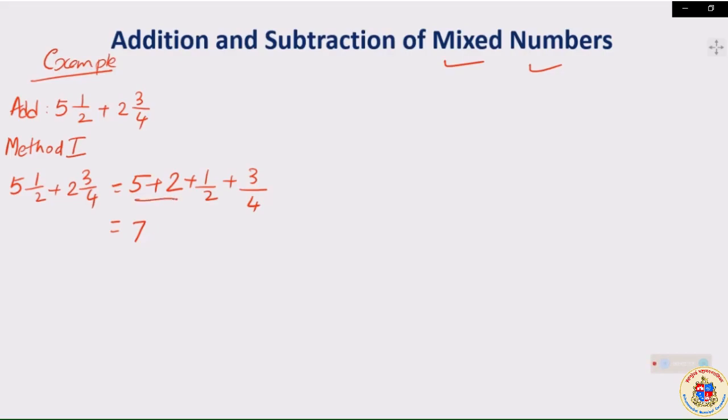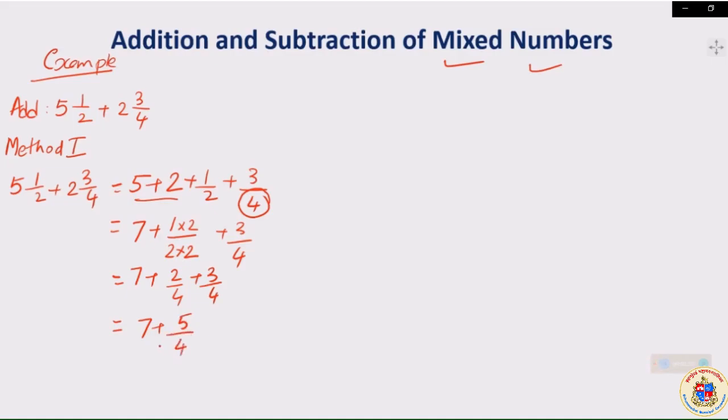For 1 upon 2 plus 3 upon 4, we have to make the denominators the same. No need of going for LCM and all. We can convert 1 upon 2 to denominator 4 by multiplying both numerator and denominator by 2. So naturally it will become denominator 4 for both. That is the next step. We can write 7 plus 2 upon 4 plus 3 upon 4, right? Both have the same denominator, so it will be 7 plus 5 upon 4.